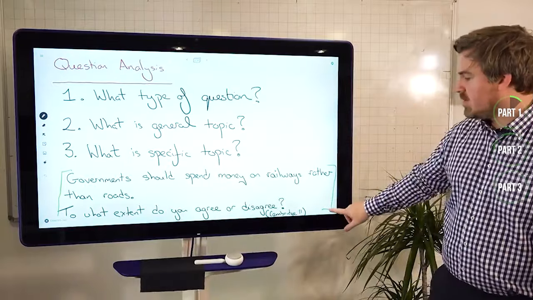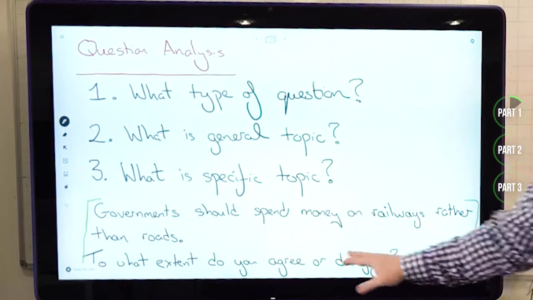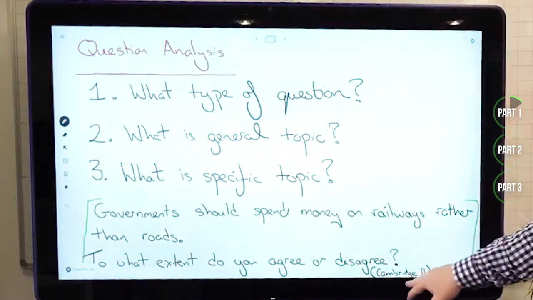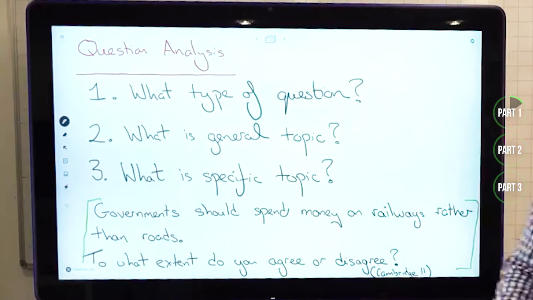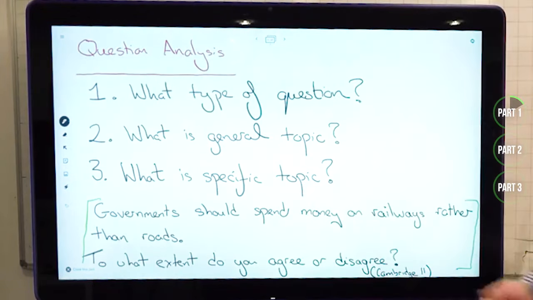Here's a question from Cambridge 11. Governments should spend money on railways rather than roads. To what extent do you agree or disagree? By looking at this second sentence, to what extent do you agree or disagree, we know this is an opinion question. We need to give our opinion and state to what extent we agree or disagree.